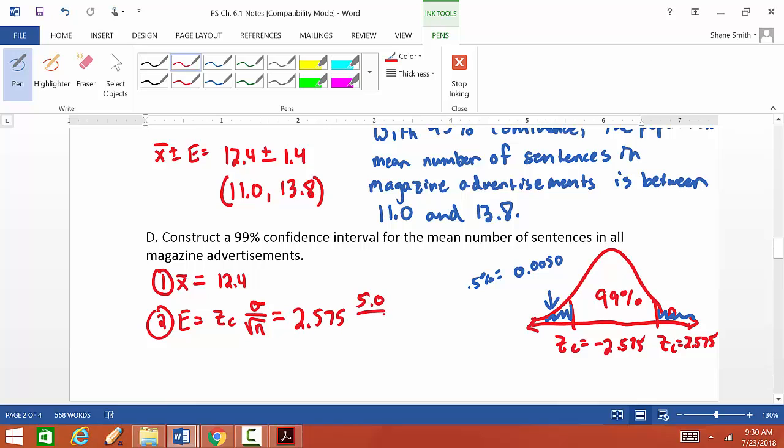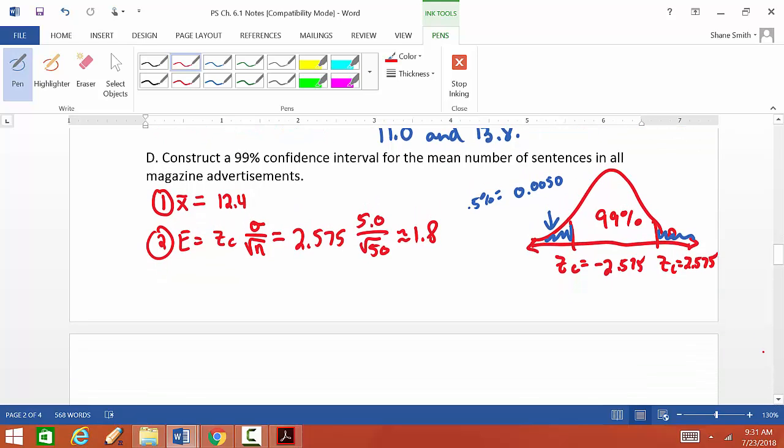We have 5.0 divided by the square root of 50. That's 1.8. Then we add and subtract that margin of error from x bar.